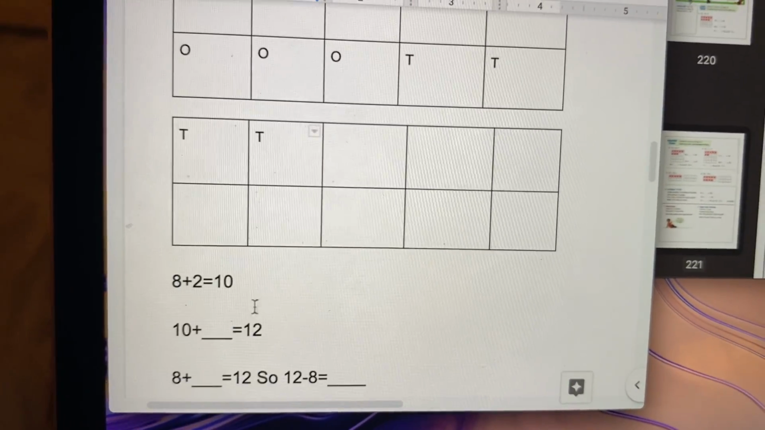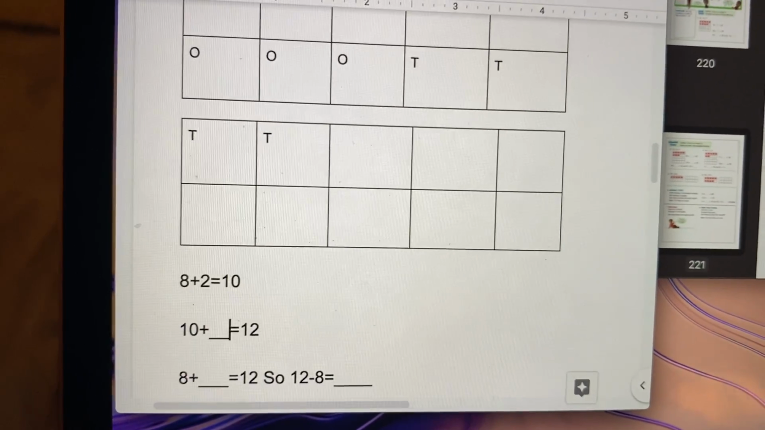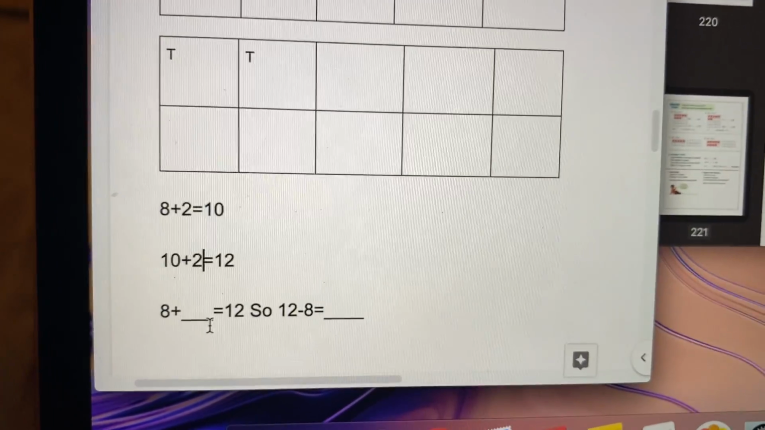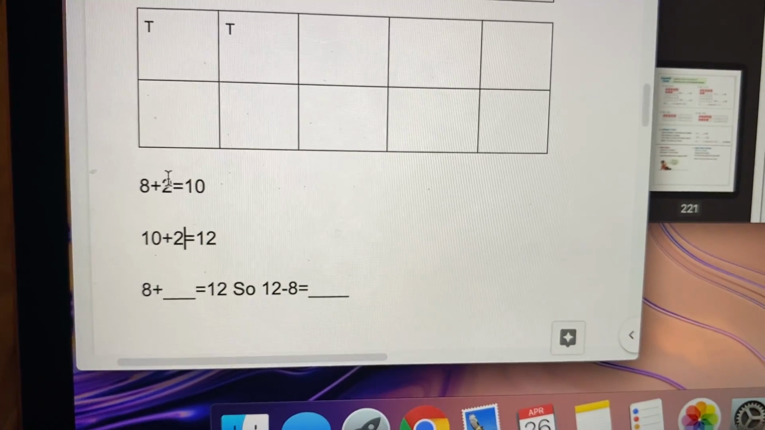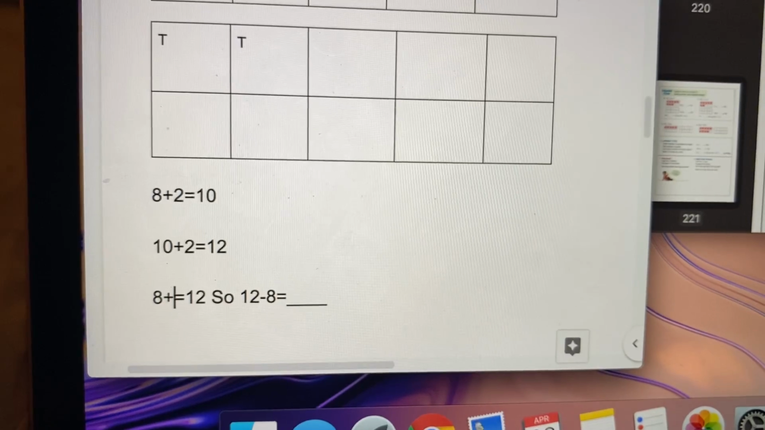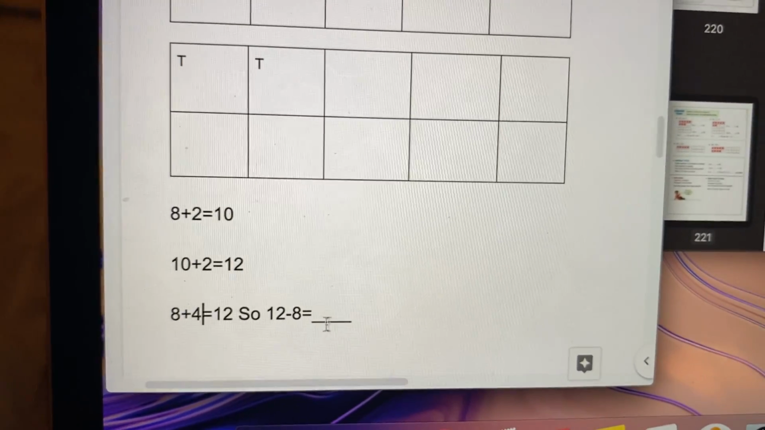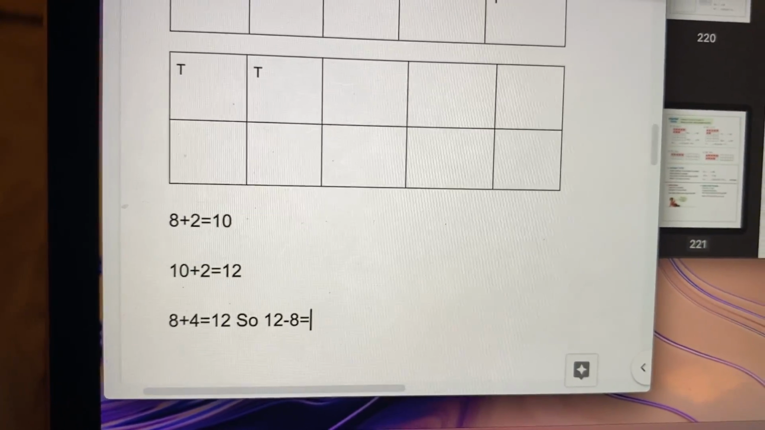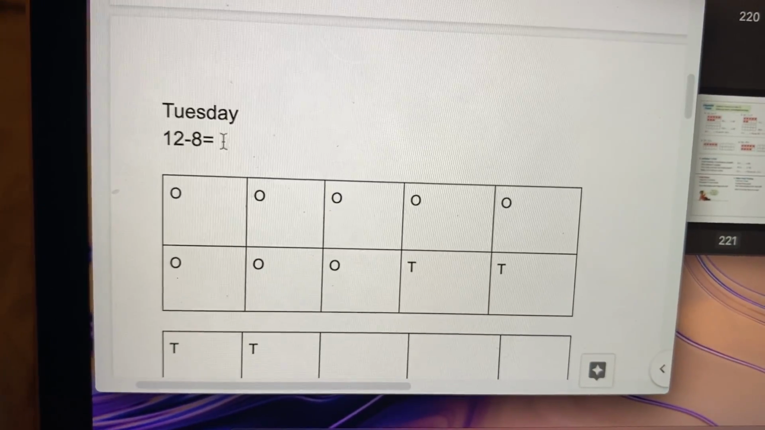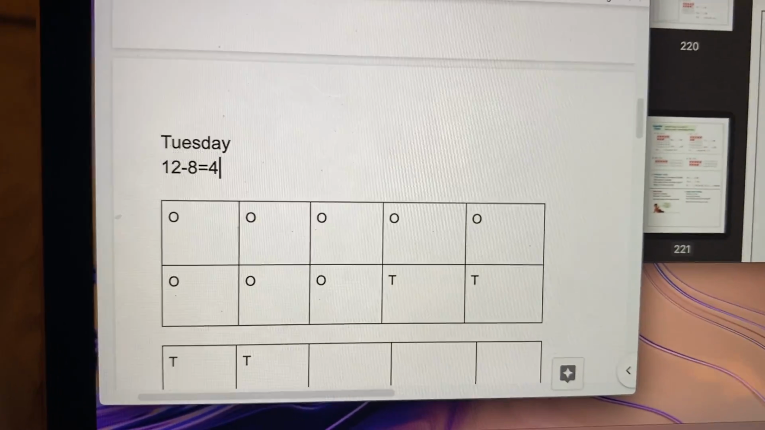to our 10. So 10 plus 2 equals 12. So how many did we add all together? Well, we added 2 here and then 2 more here. 2 plus 2 equals 4. So 8 plus 4 equals 12. So 12 minus 8 equals 4. So the answer to 12 minus 8 is 4.